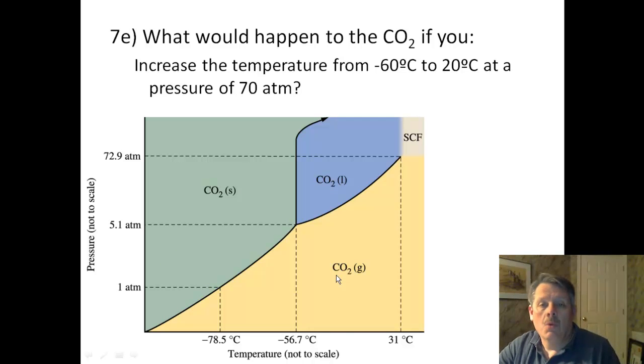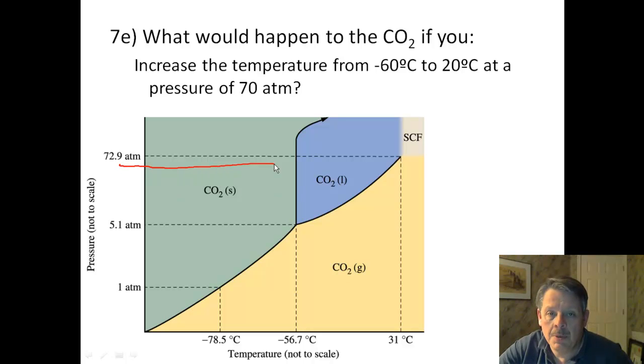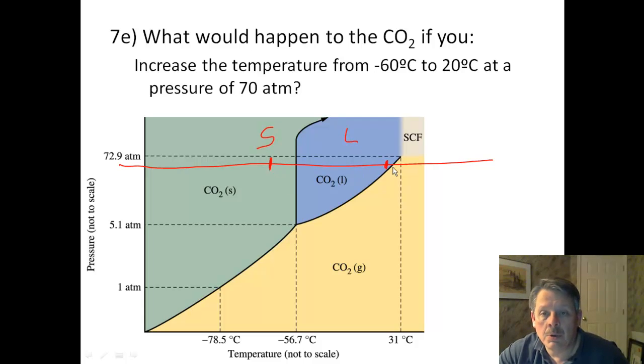All right, what would happen if we increase from negative 60 to 20 at a pressure of 70 atmospheres? Well, 70 atmospheres is way up here. And I'm going from a temperature of negative 60, which is somewhere about here, to positive 20, which is somewhere around, let's say right about there. So I'm going from a solid to a liquid. Maybe I'm going barely to a gas. It's kind of hard to tell exactly where 20 would be. But anyway, I'm getting very close to becoming a gas. So I would definitely go from a solid to a liquid phase.